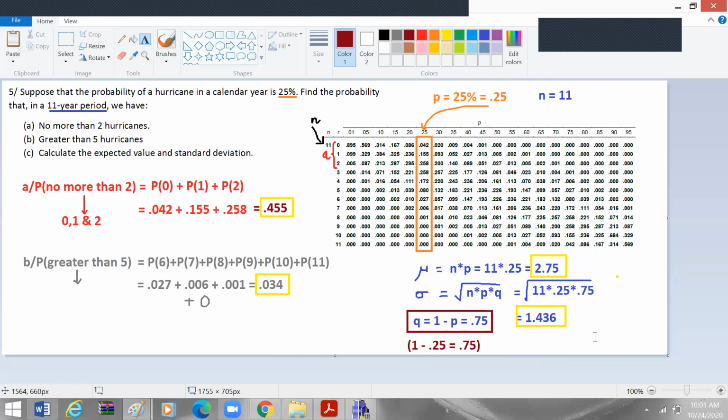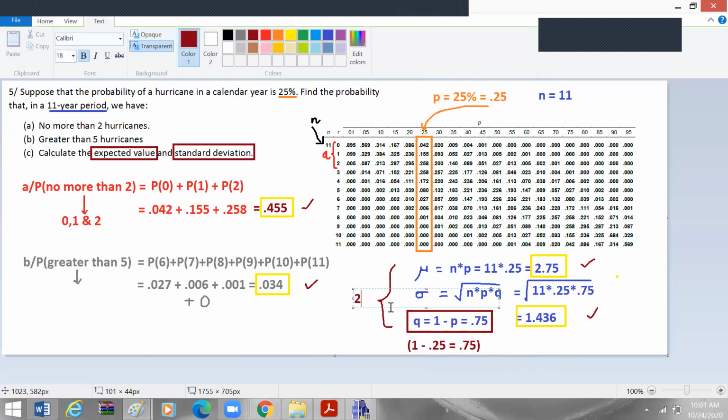Question: what is the final answer for part C? Is it the 1.436 and the 0.75, two of them? So it's both of them together, the expected value and standard deviation, correct? Exactly. If you miss any of them, you're going to get some points deducted. Make sure that we do two calculations on it. So let me point it out real quick: this will be the final answer, this one and that one, for the mean and expected value. So there will be two calculations.